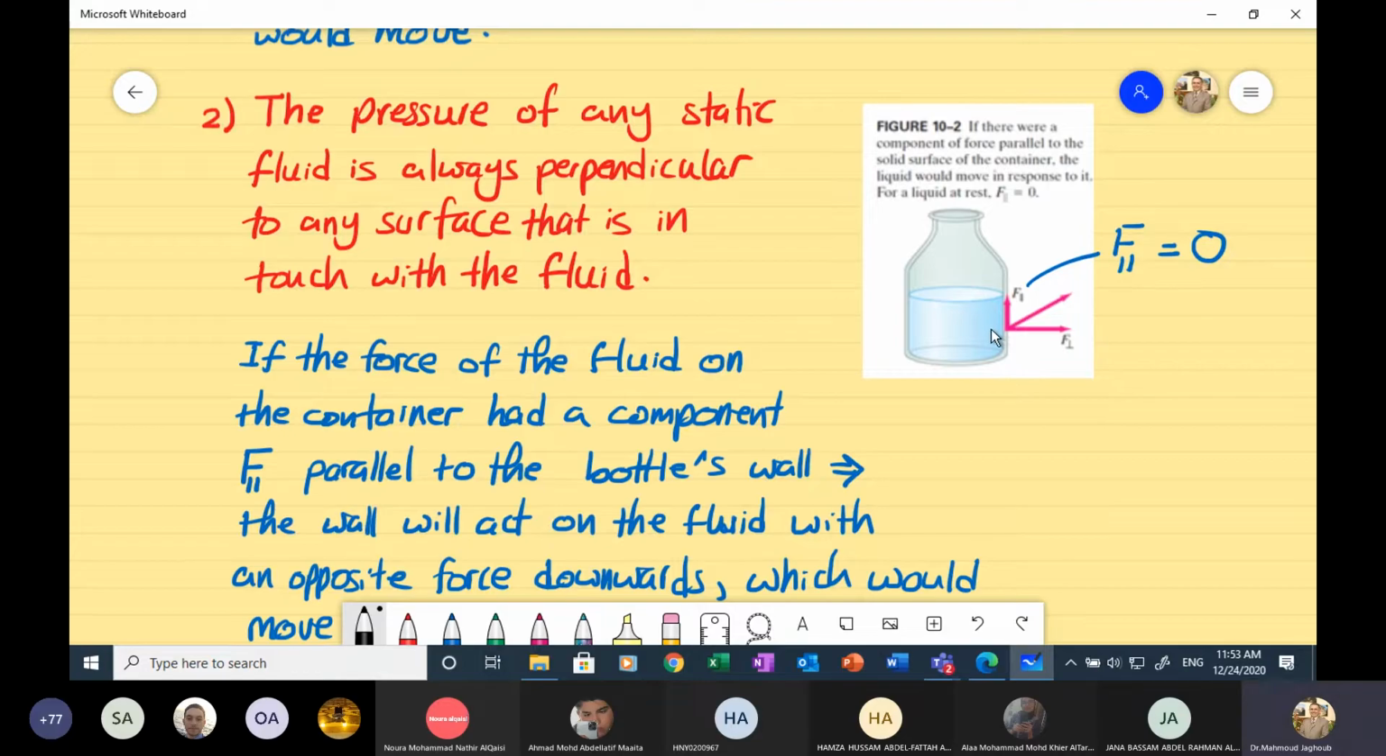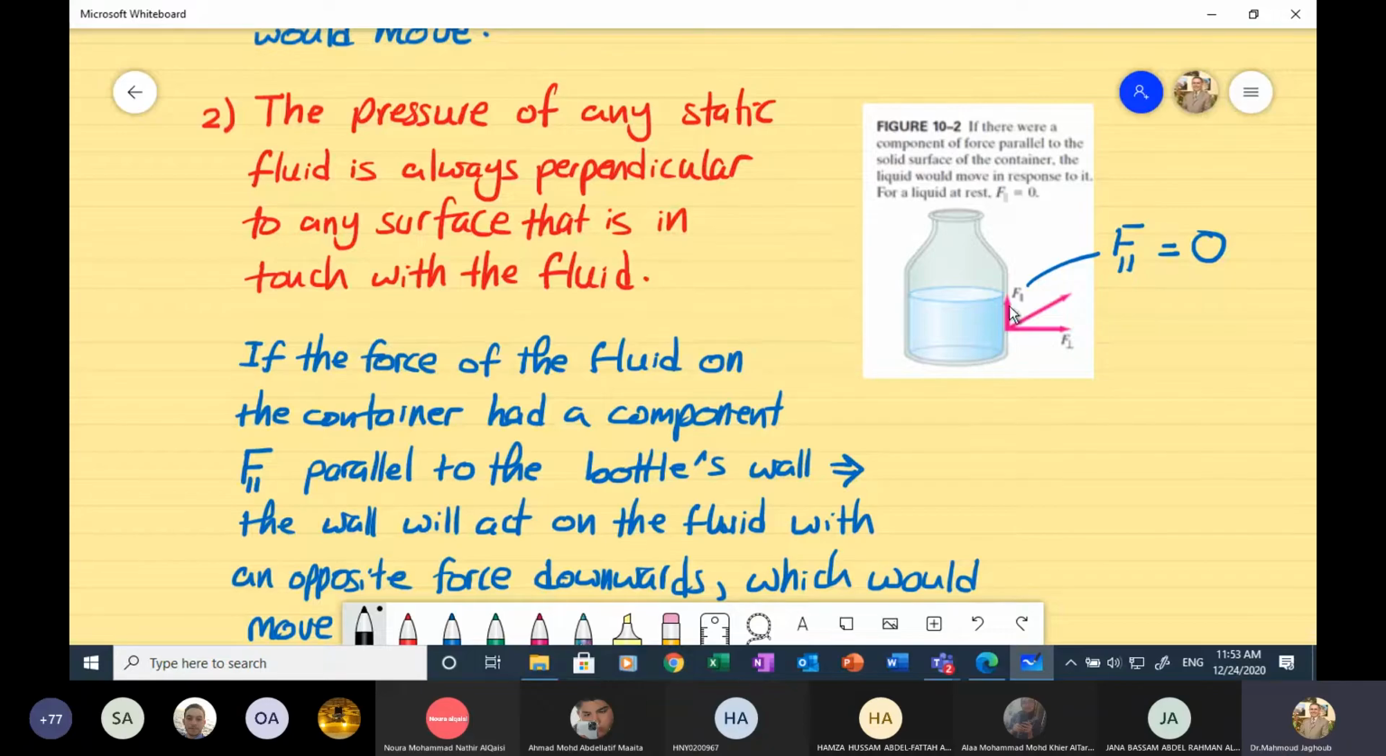If the liquid acts on the container with a force upwards, we can call this an action. There should be a reaction according to Newton's third law, which says that the wall must act on the liquid with the force where? Downwards. So if the wall acts on the liquid with a force downwards, it means that it's going to move that liquid. But the liquid is not moving.